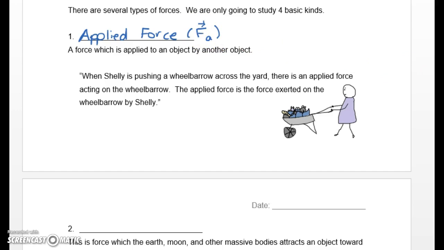So when you think about what applied force is, the name really speaks for itself. It's the force that you're applying to an object. So say, for example, maybe you're pushing a wheelbarrow just like Shelly is in here. Shelly is applying force to get that wheelbarrow moving.